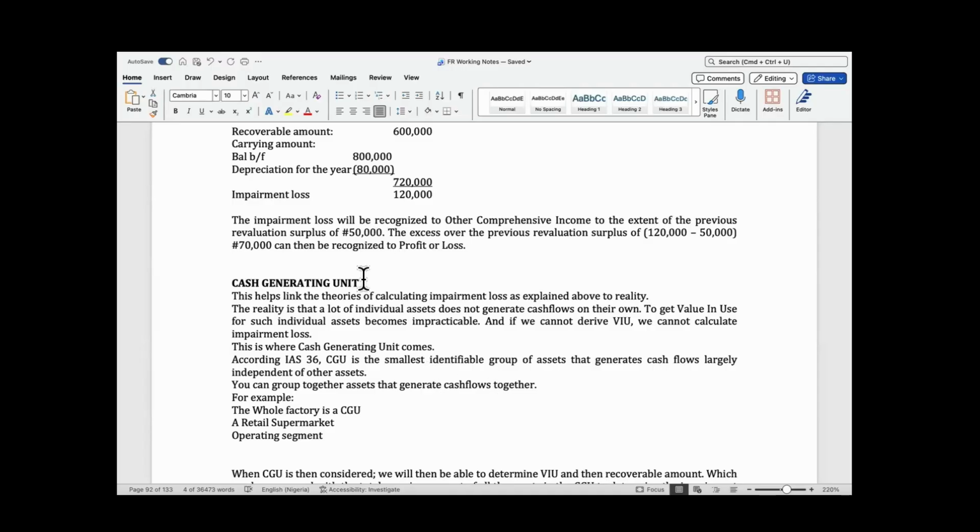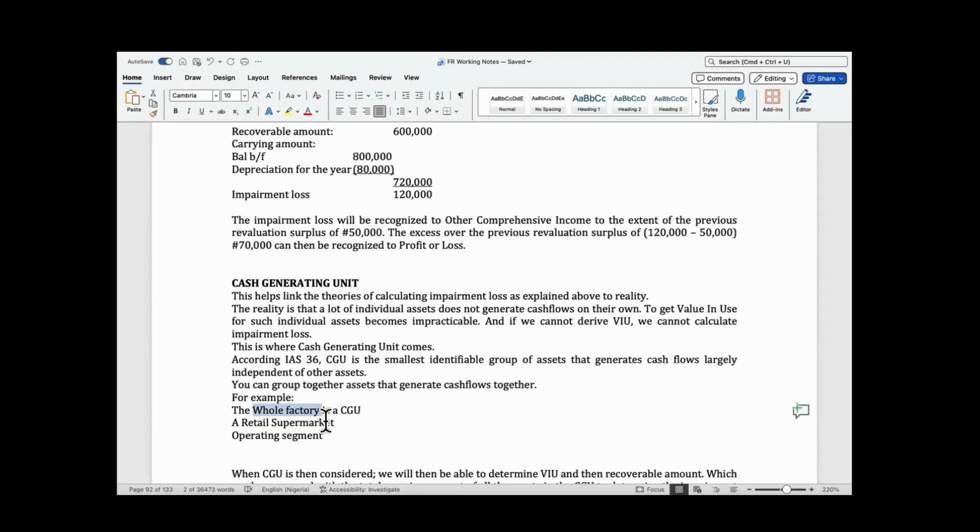Then how do we impair such assets? The practical solution is cash generating units, where you consider a lot of assets together. Instead of looking at an asset in isolation, look at a whole lot of assets that make money together, so that you can get their cash generating unit since they make money together. A practical example: if you're speaking to a company that runs a factory, then you should be looking at the whole factory as a CGU.